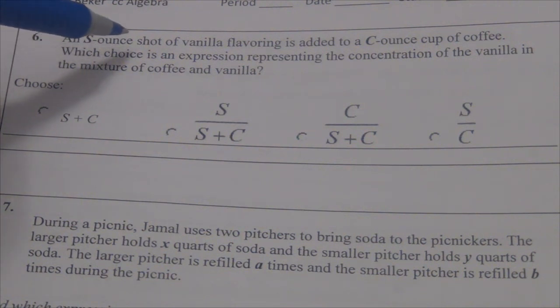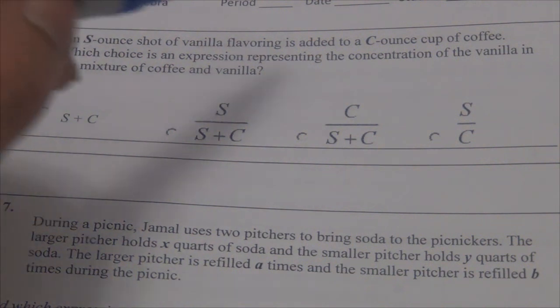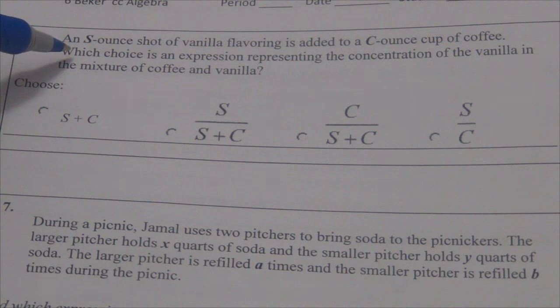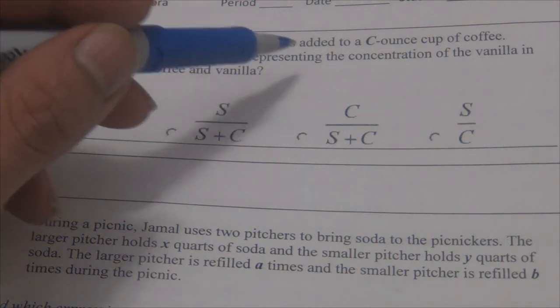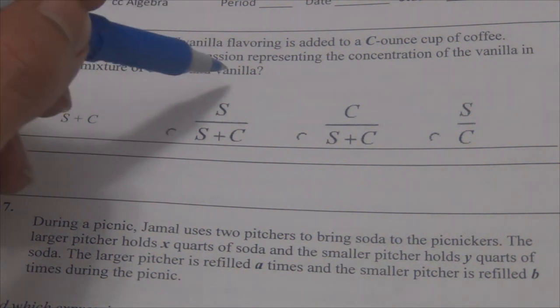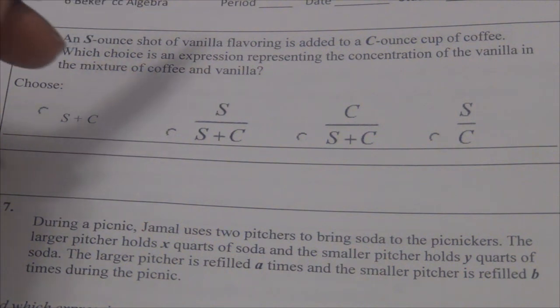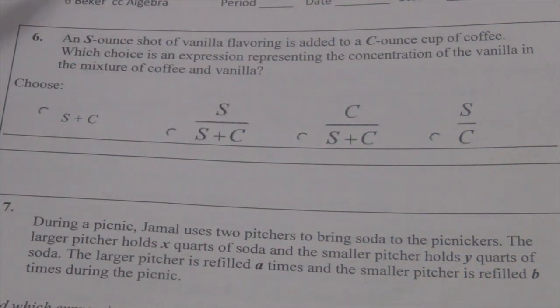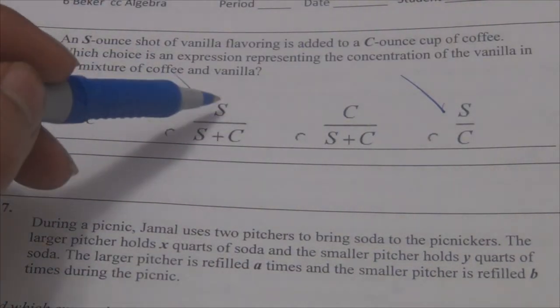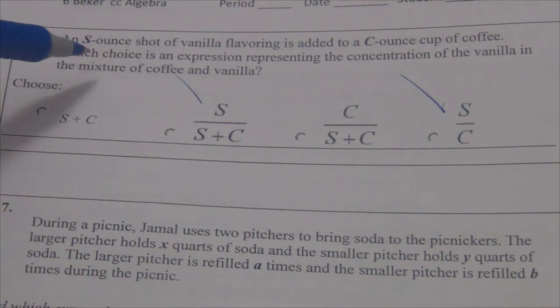An S-ounce shot of vanilla flavoring is added to the C-ounce cup of coffee. Oh, okay, vanilla is added to coffee. Okay, good. So let's see. Vanilla plus coffee. I don't think so. Which choice is an expression representing the concentration of vanilla in the mixture of coffee and vanilla? In the mixture, okay? So basically, I need just the vanilla. So it could be either this one or this one.